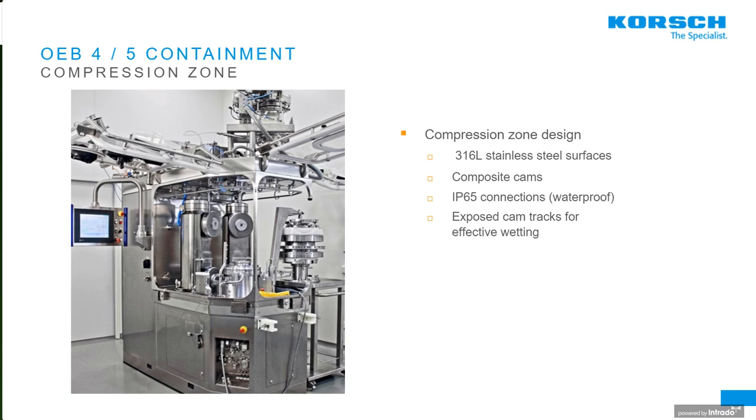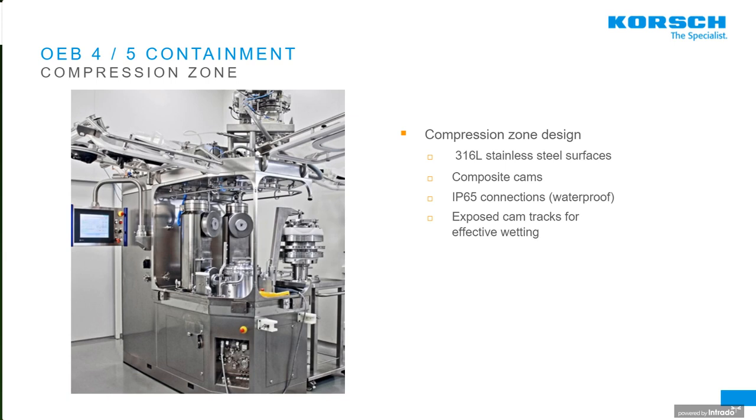If you look at the machine open, you can probably see fairly quickly that this is not a standard compression zone. When you work in a wash-in-place environment where the wash media can be a detergent and with a temperature up to 40 or 60 degrees C, the materials of construction in the compression zone need to change rather significantly. In this case, everything is 316 stainless. We utilize composite cams that can withstand the temperature and detergents.